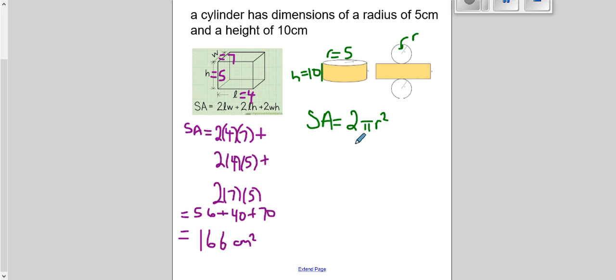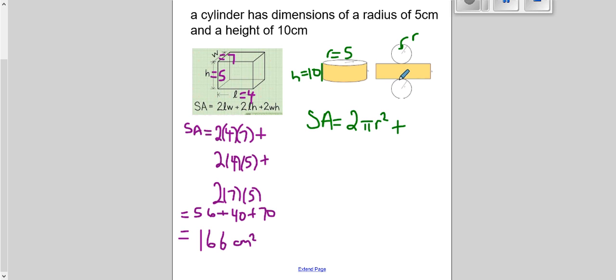Pi r squared is the area of one circle, and since I have two of them, I times it by 2. Plus, I have this rectangle. Now, we know rectangles are length times width, right? And in this case, our width will be our height. But this length right here, I don't have a length.